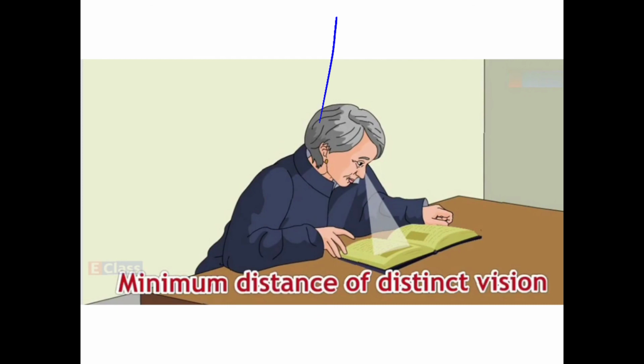The minimum distance of an object for a normal eye at which it is seen clearly without any stress is called the minimum distance of distinct vision, and that is 25 centimeters. So whenever you are reading, keep at least 25 centimeters of distance, roughly a long scale's length, so that you can read without any stress.